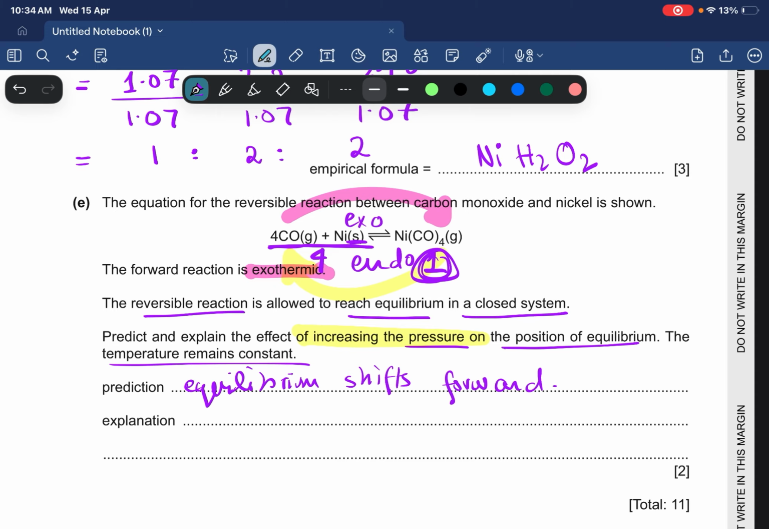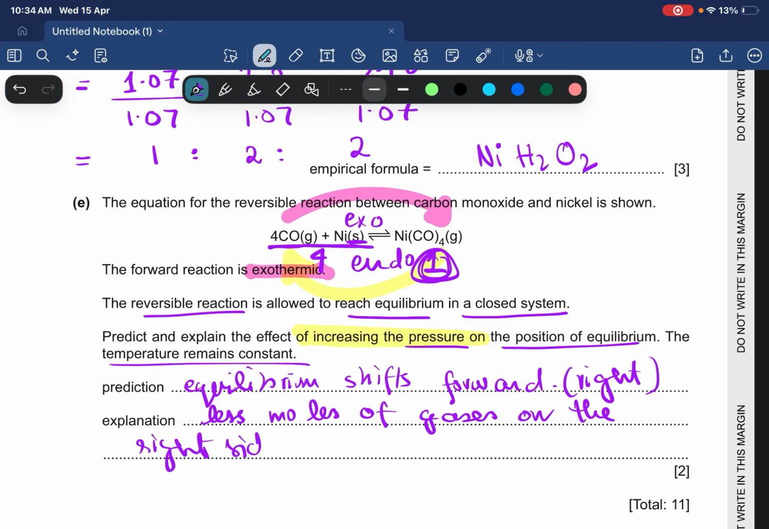Because there are less moles of gases on the product side. Or you write 1 mole and 4 mole. Less moles of gases forward, we can write that in brackets. Less moles of gases on the right side. Or you can write the reverse argument, more moles of gases on the reactant side.